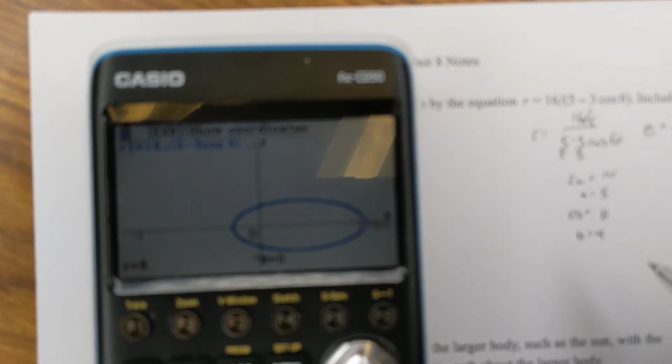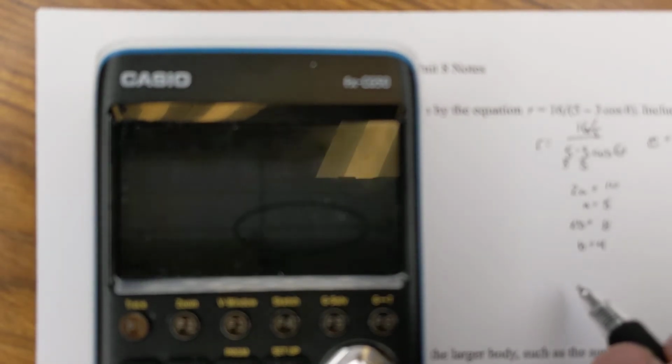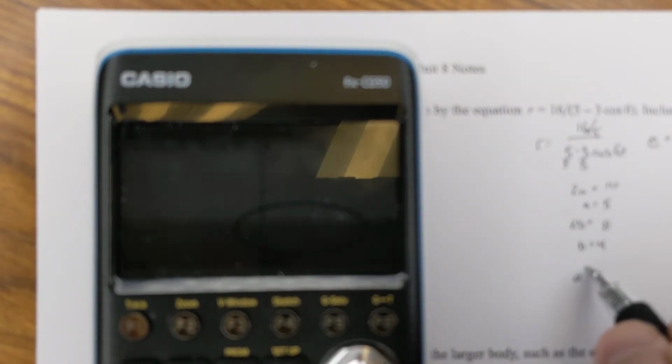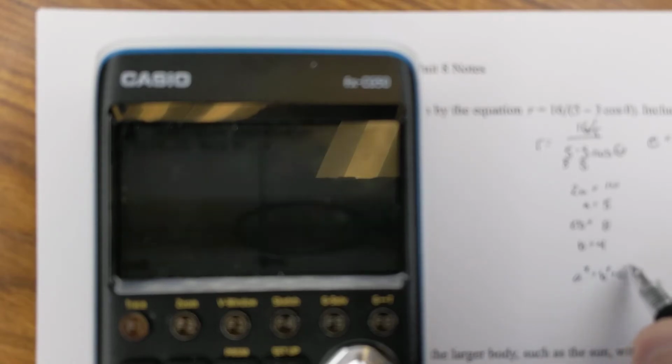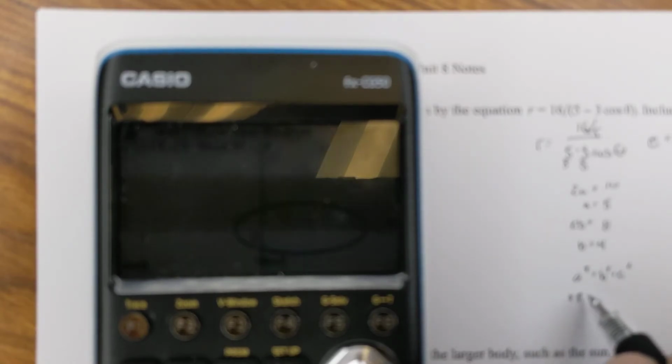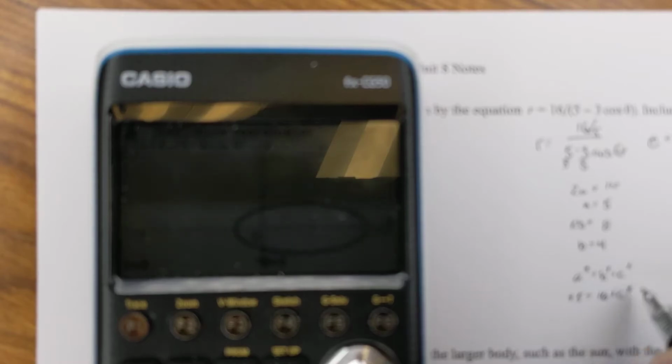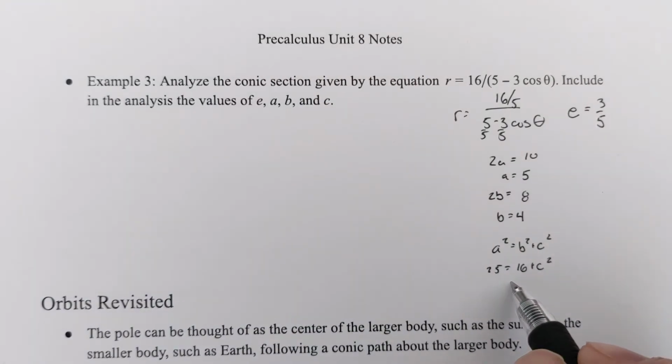All right. And since this is an ellipse, we know that a squared is equal to b squared plus c squared. So 25 is equal to 16 plus c squared. Let's get that out of the way so I can get it to focus again. There it goes. So c squared is 9, so c is 3.